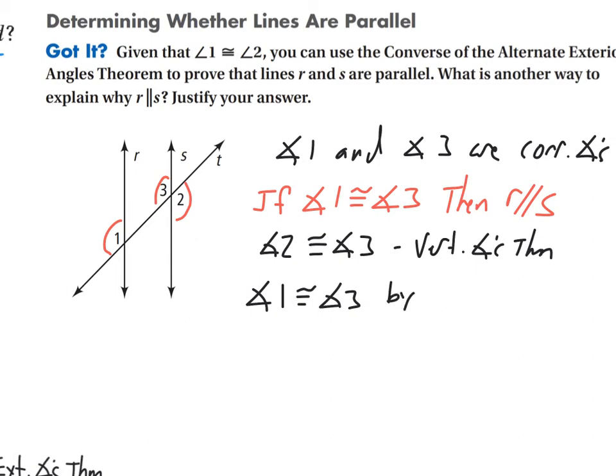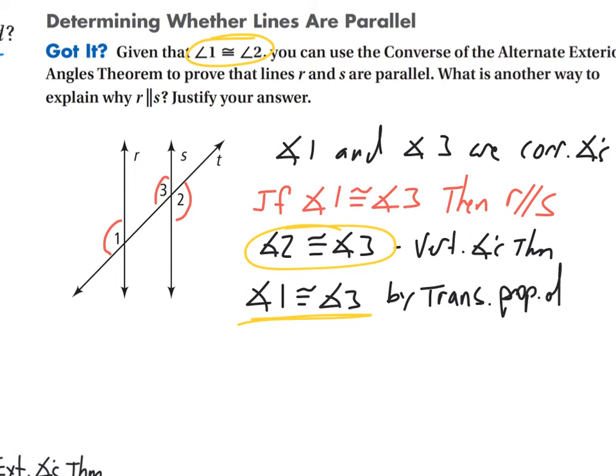How would I know? If I know that angle 1 is congruent to angle 2, and I know that angle 2 is congruent to angle 3, how do I know that angle 1 is congruent to angle 3? One's congruent to 2, 2's congruent to 3. So there is no substitution property of congruence. It is the transitive property of congruence, yes. That is the transitive property of congruence.